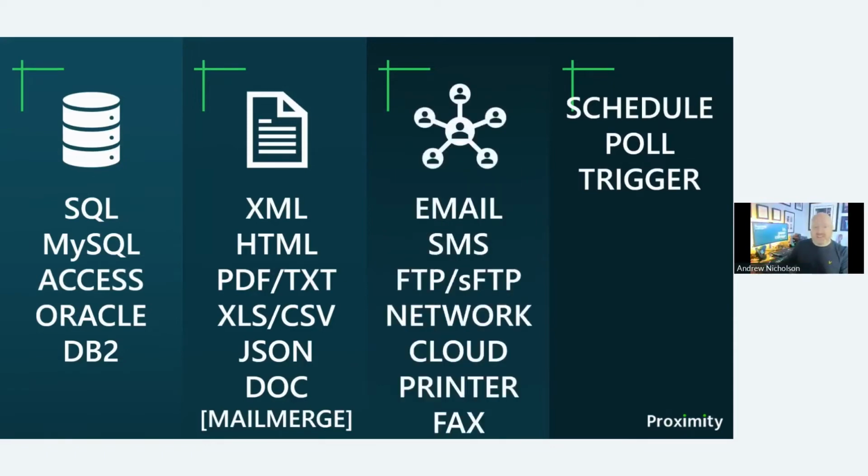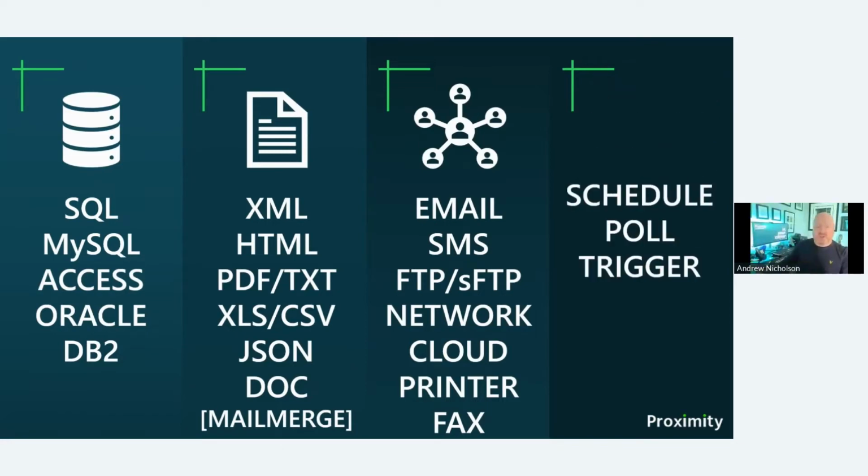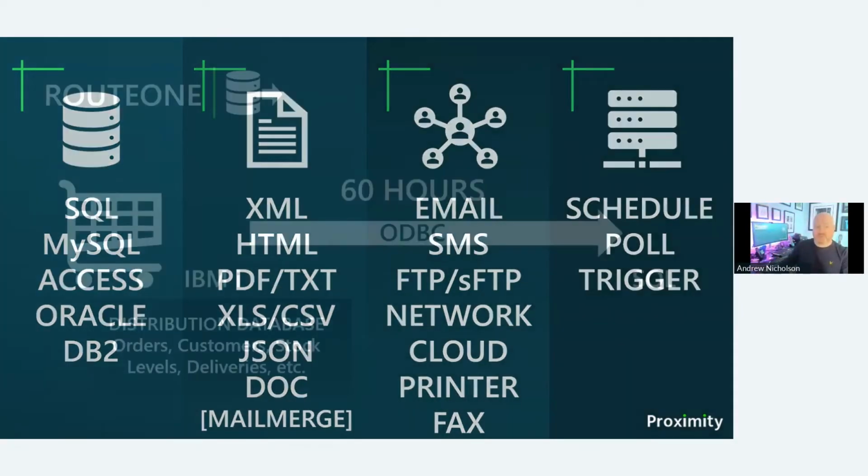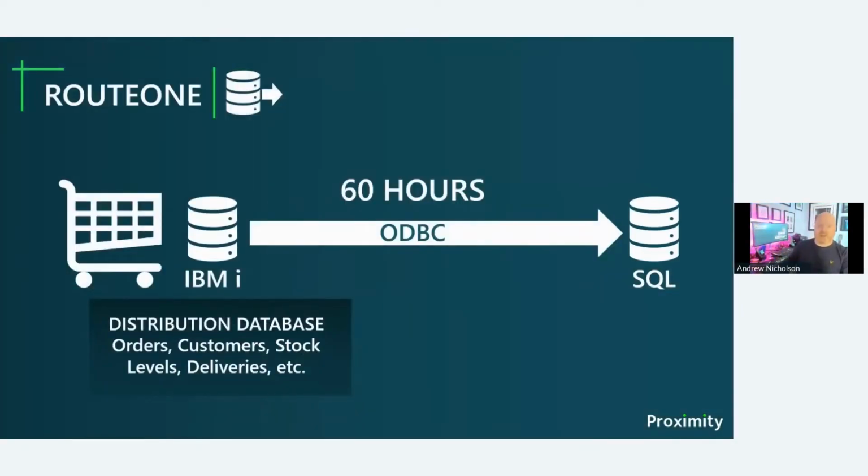But it's also about getting the data to who needs it, how they need it, be this a report in an email, sending the XML via FTP or secure FTP, directing a form to a printer, a fax, or alerts even by SMS. And all this can be automated to be triggered on an event, scheduled, or indeed polled. Let's have a look at some real world examples on how RouteOne can help.